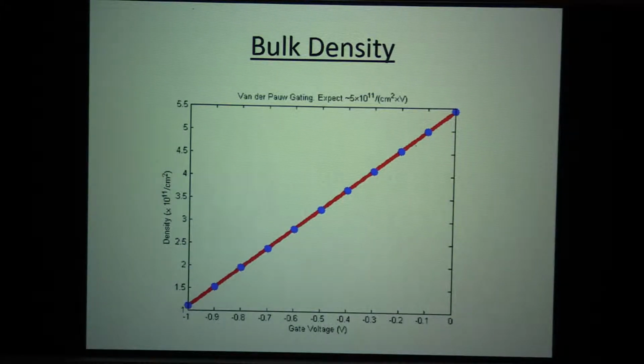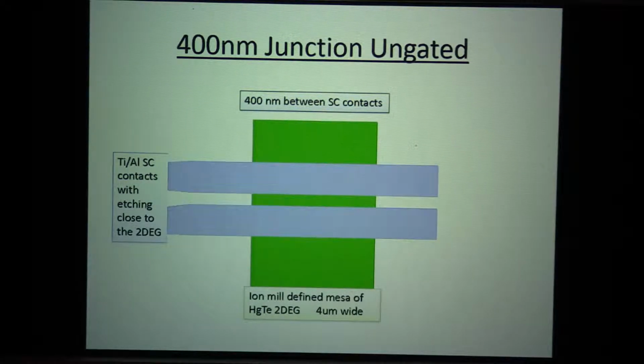Density is very, very nicely tunable over a range of densities in these systems. So they're pretty well behaved. And so we go ahead and we construct a mesa, a structure that consists of this quantum well, which is this green block here. And these are the superconducting contacts, aluminum contacts that have been etched into the quantum well.